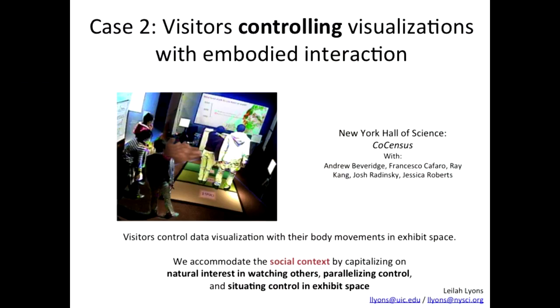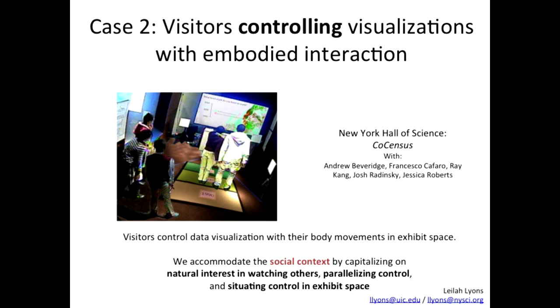Now for something completely different, this is the second case, where what we were trying to do was give visitors control over a data visualization. And in this project, the data set we were working with was a pre-existing data set. I like to call it the original gangster of data sets. It's US Census data. And what visitors do here is they control how this visualization is being rendered through their own body movements in the exhibit space.